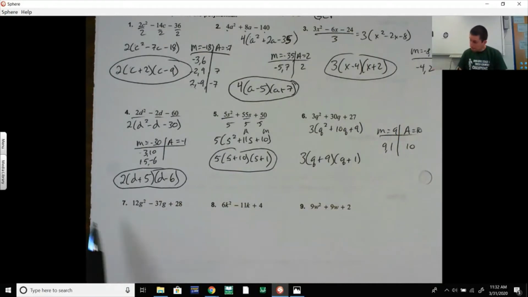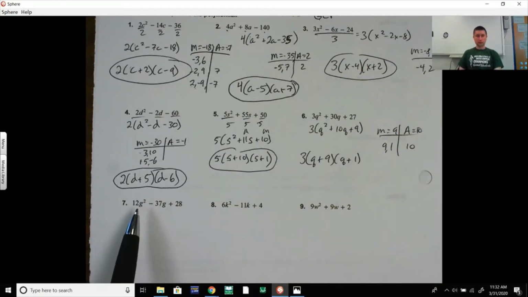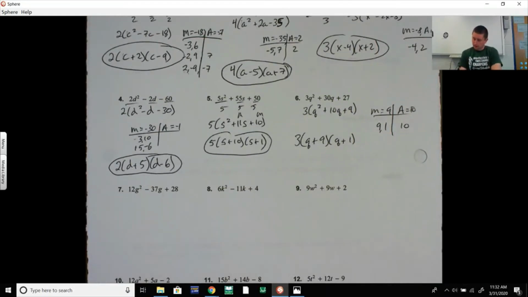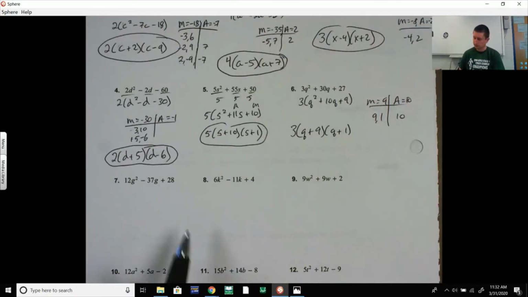Okay. 7. Now you notice we have a 12, a 37, and 28. And there is not a common factor of each of those. And to be honest, we will come back to this. I'll give you some hints for doing this, probably on a bigger sheet. These numbers are going to be pretty big. It's going to be a pretty doozy one to start with. So we're going to jump to number 8.